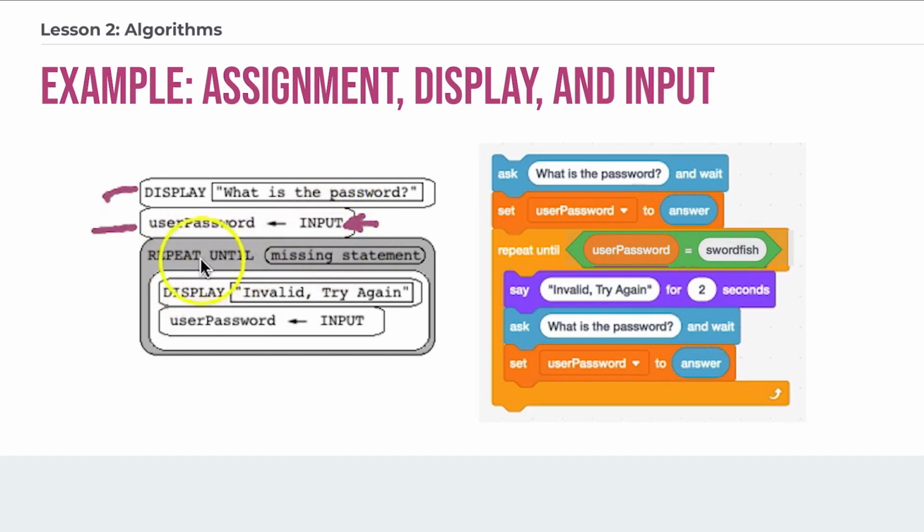And we're going to repeat until some missing statement is true. And so it's going to display invalid. Try again. Notice the quotation marks. This is a text string that is being displayed.